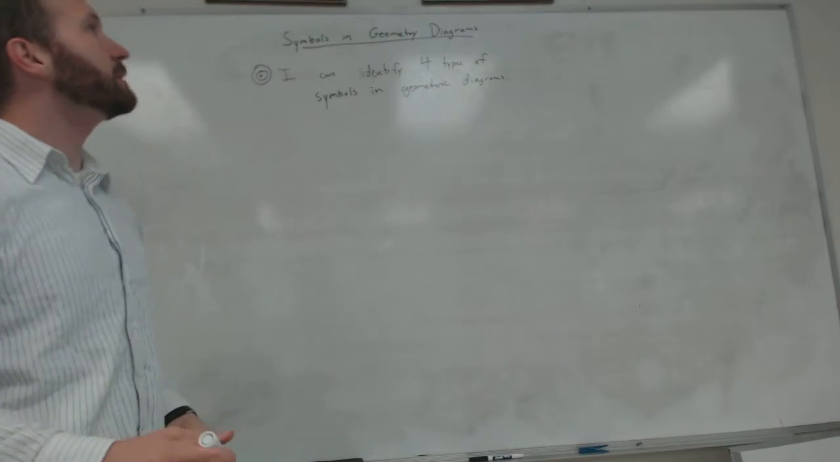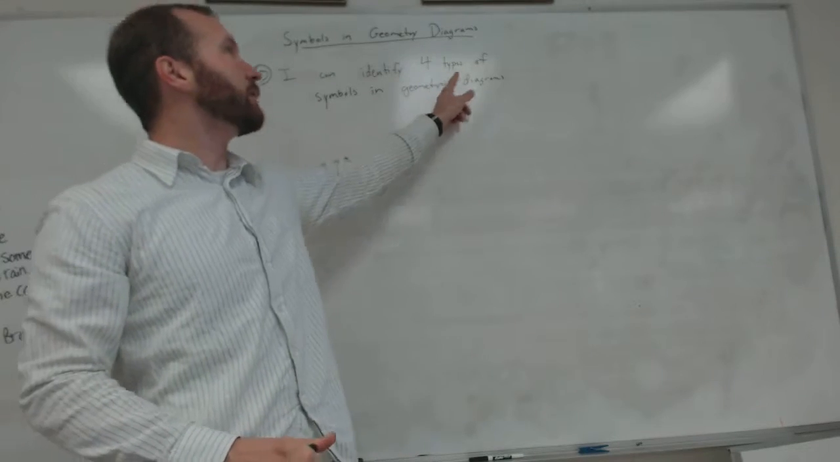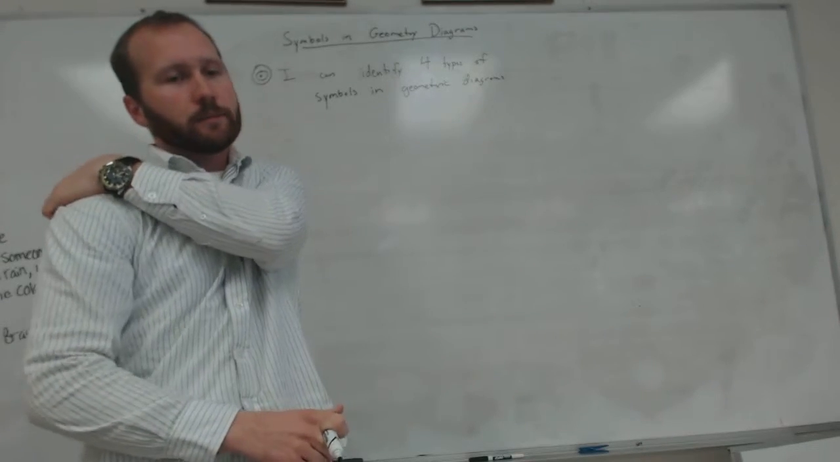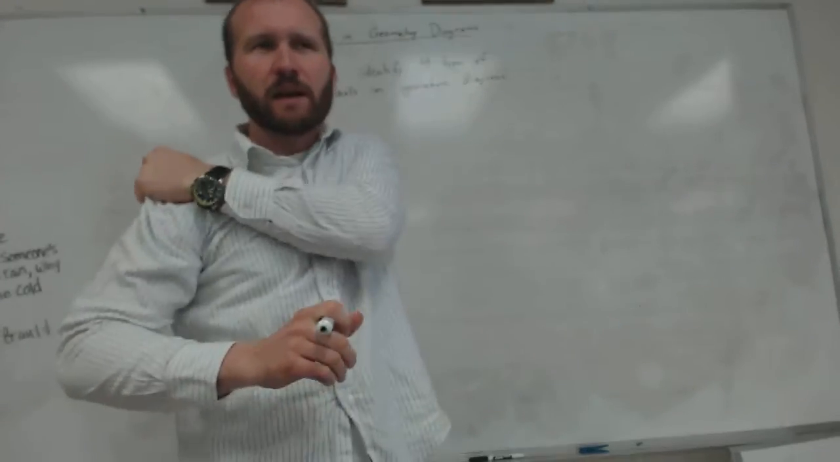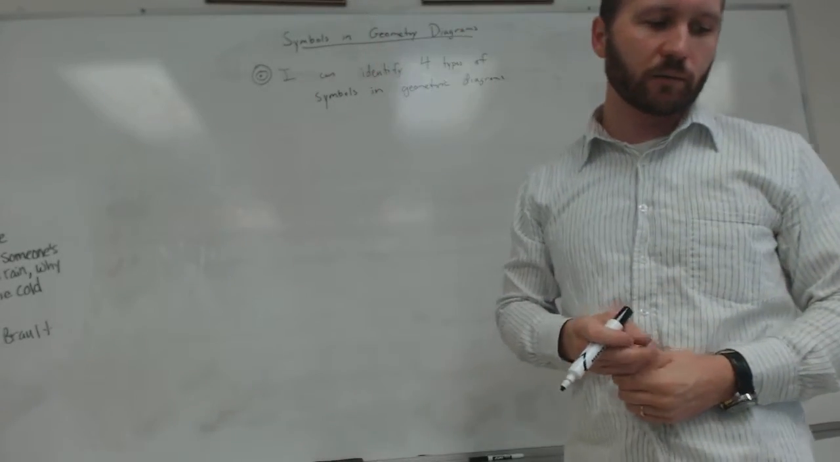Today we're going to talk about symbols in geometry diagrams. There are basically 4 types that we're going to look at within the diagrams. And then there are corresponding ones that are not used in the diagrams.